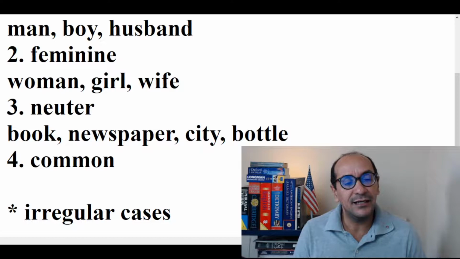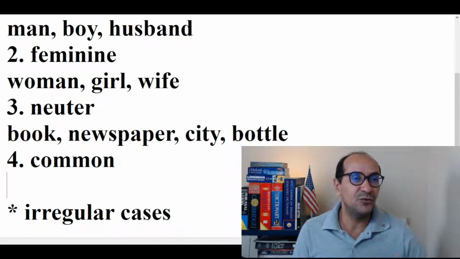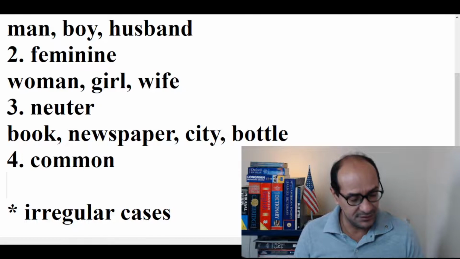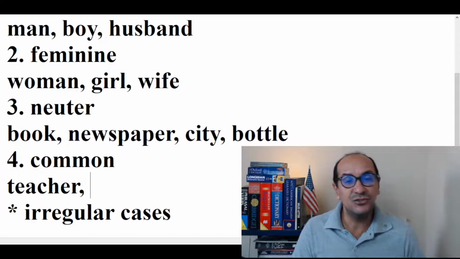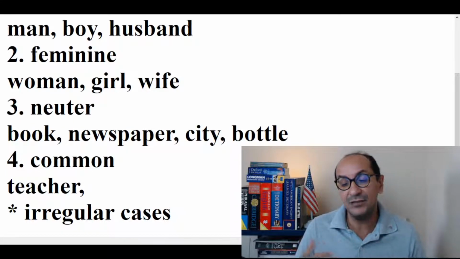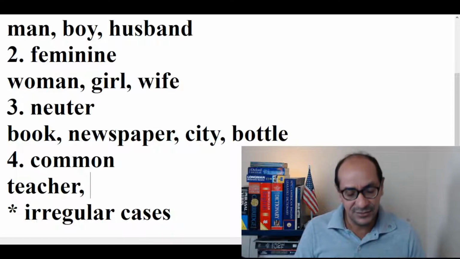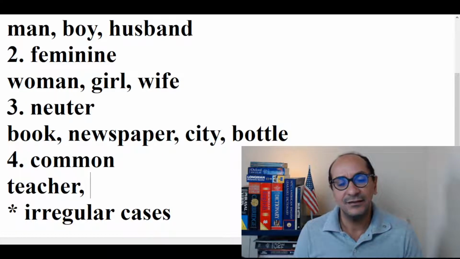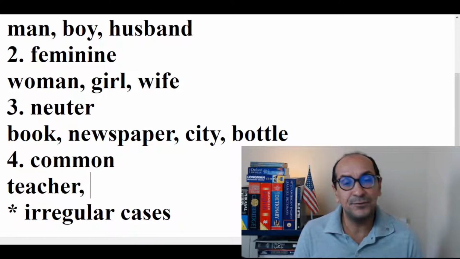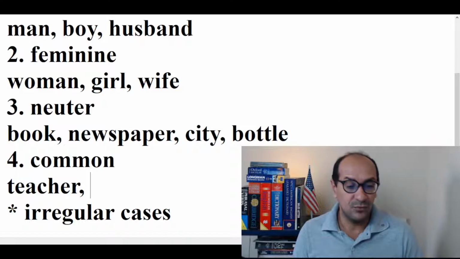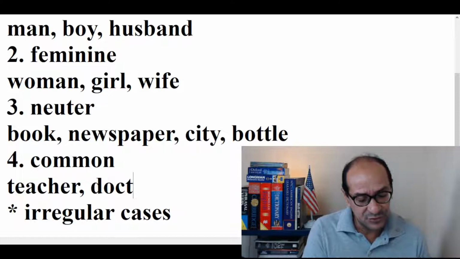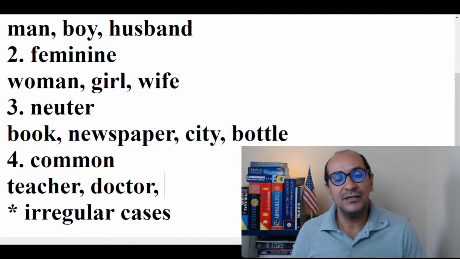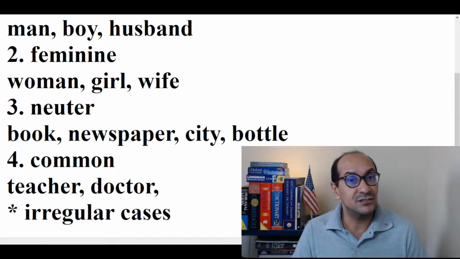Well, let me see now. The common ones are going to be those used for both masculine and feminine at the same time. Some that I remember, of course, is about me, the teacher. The teacher can be a man, the teacher can be a woman. So in situations like these, you may say the teacher, he and she. When you use the pronoun he or she, then you give the idea that it's a man or a woman. The same thing happens to the word doctor.